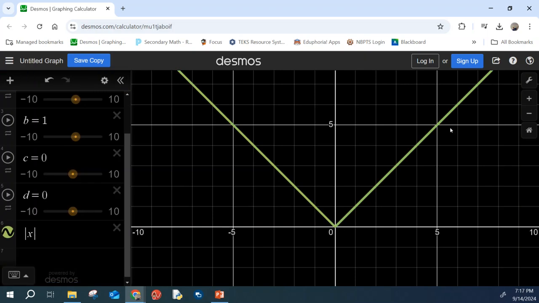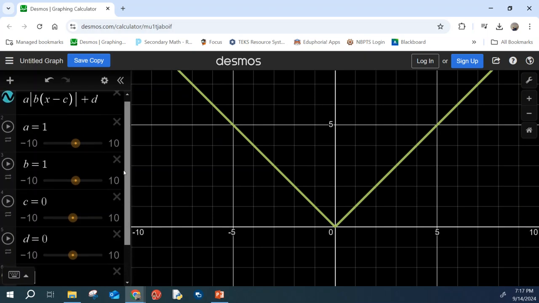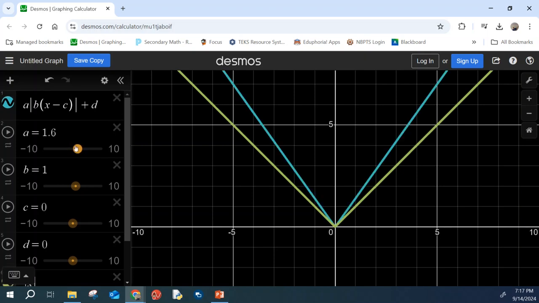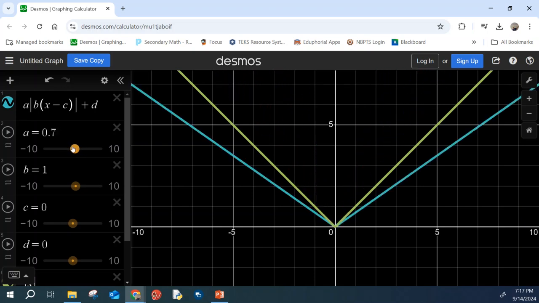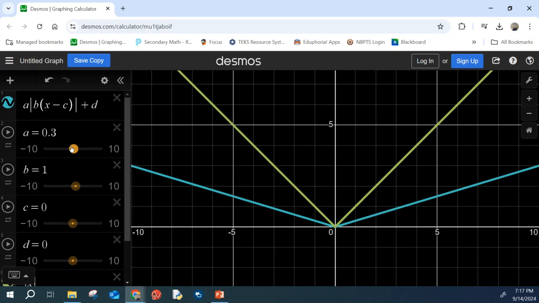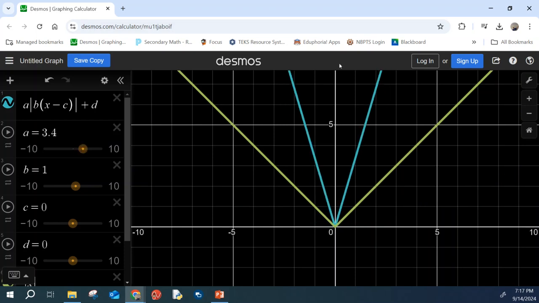Anyway, so this is our OG parent function. I'm going to leave this here as a frame of reference. And in blue, we're going to see how the transformations are working. So let's start with A, which is supposed to be vertical stretch or shrink. As A increases, we see that we get skinnier relative to the parent function. As A decreases, especially in between 0 and 1, we see that we get flatter horizontally. So this would be considered vertical shrink. When A is greater than 1, we say vertical stretch is the generalization that we would make.